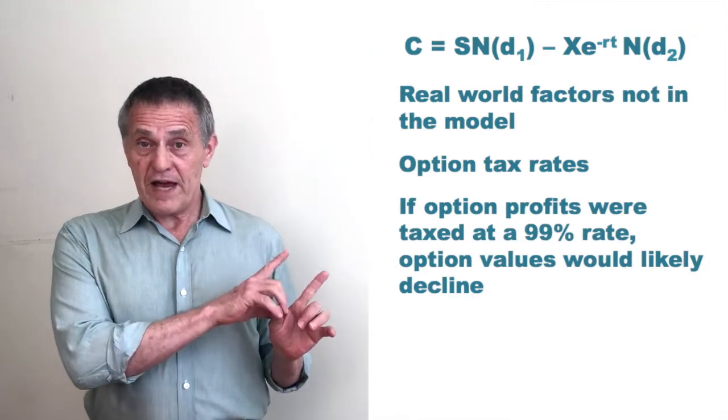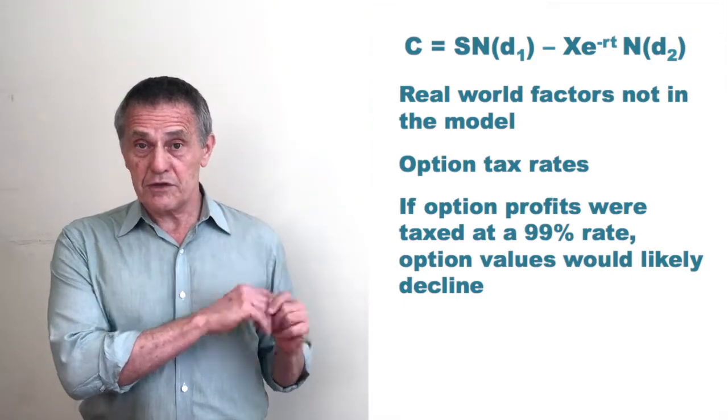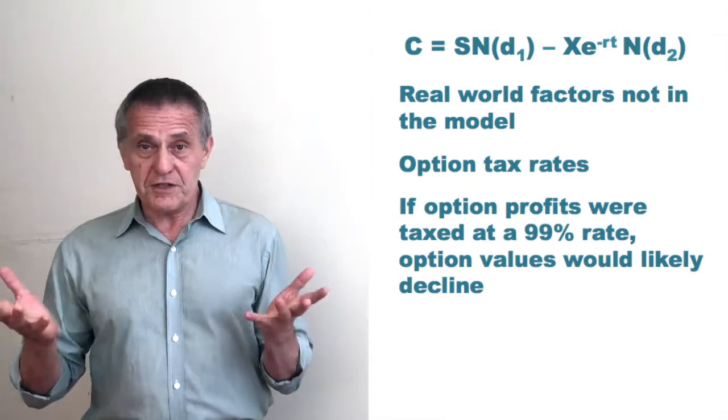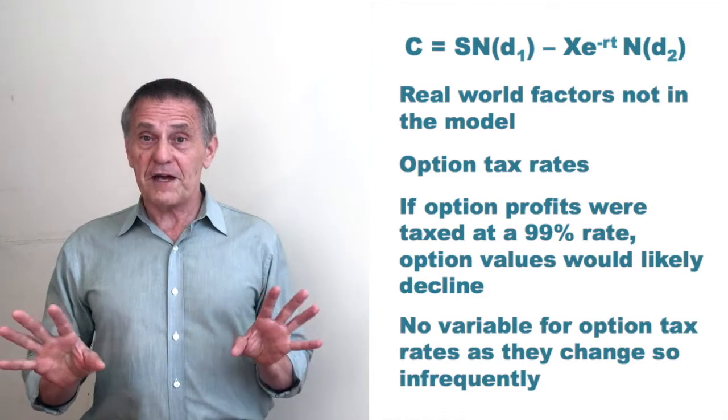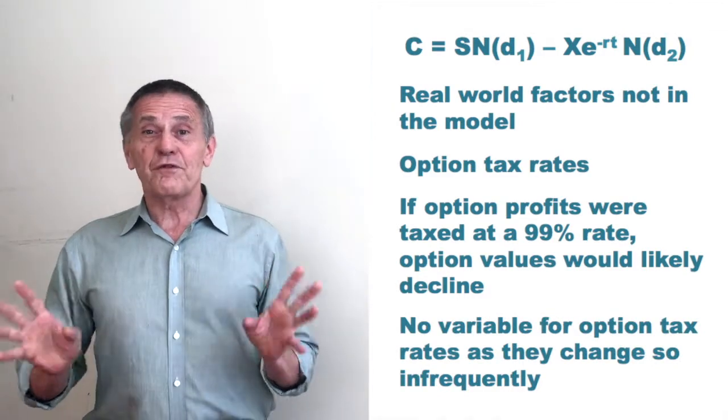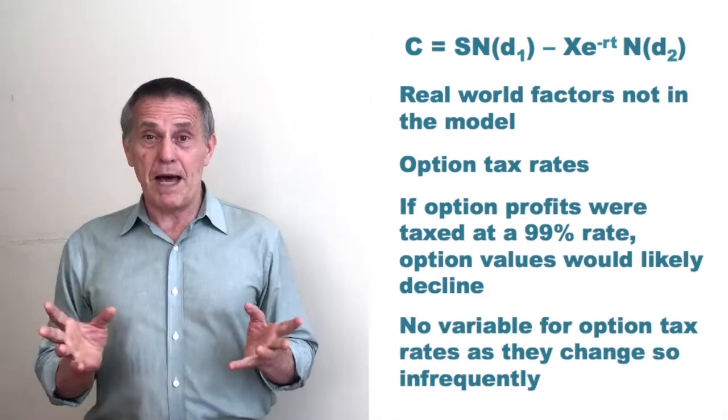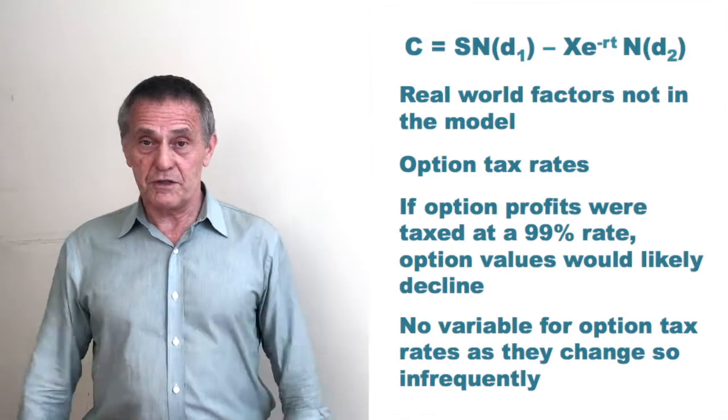Now, why isn't there a factor for option tax rates in the Black-Scholes formula? Well, the taxation of options changes once every 2 or 3 generations. A factor that changes that infrequently doesn't need to be measured in a model that we'd use on an almost continuous basis.